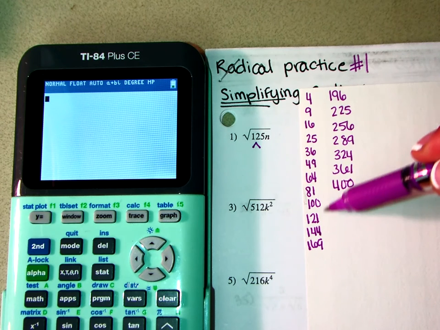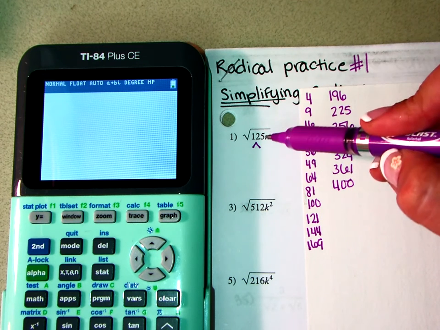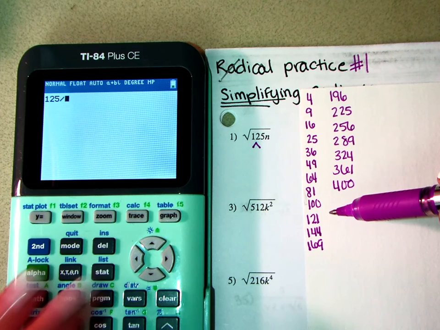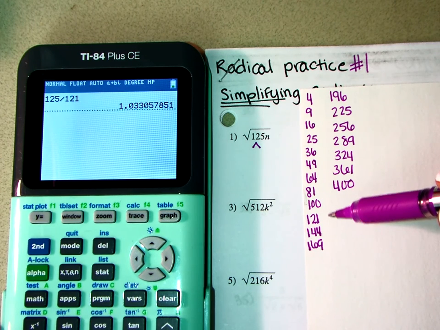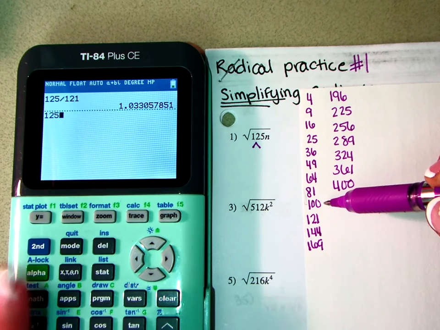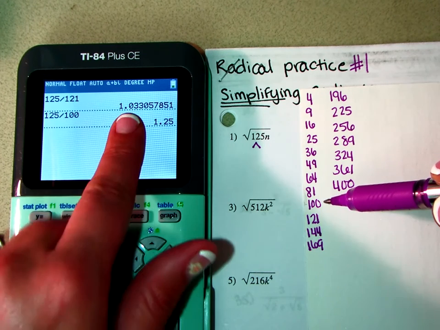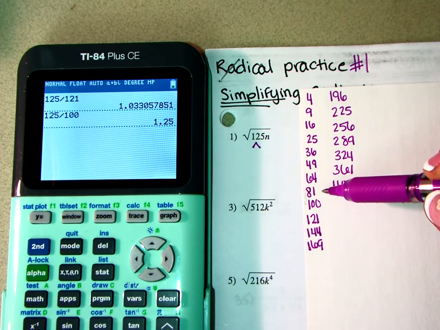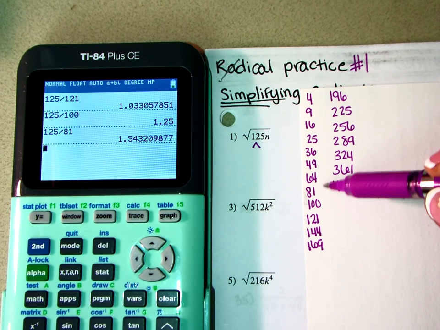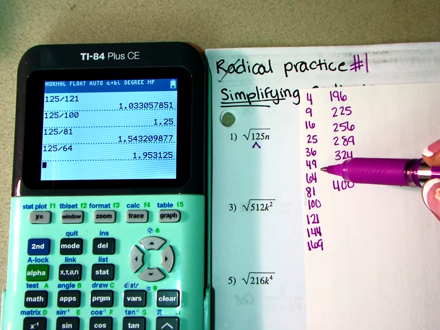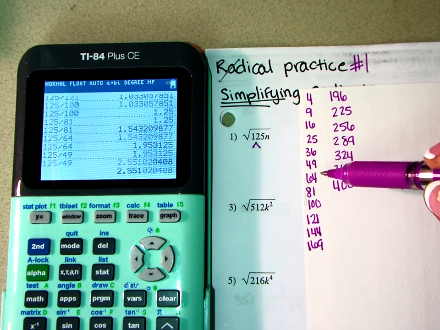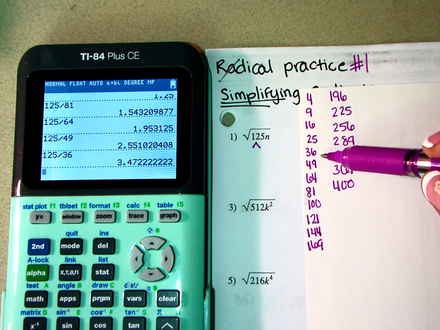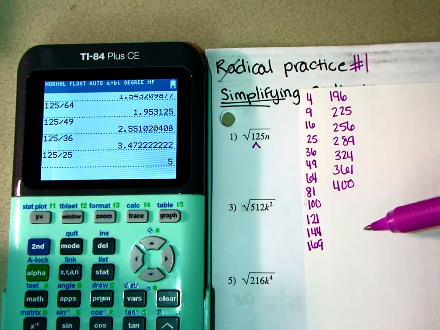125. You find the largest number that is less than 125. So my answer up here is 121. All I'm going to do is just start dividing 125 by these perfect squares until I get a whole number. So notice we got a decimal when we divided by 121. We got a decimal when we divided by 100. If I hop down to 81, we get another decimal. Hop down to 64, decimal. Hop down to 49, decimal. 36, decimal. And then when I type in 25, I get a whole number.